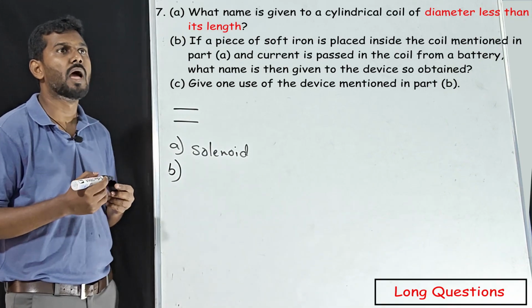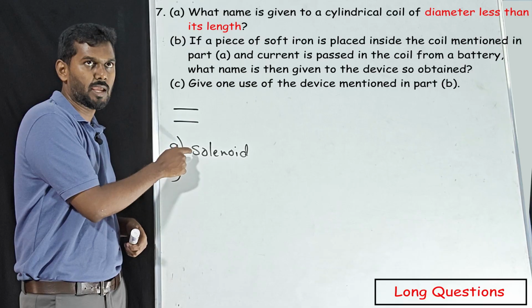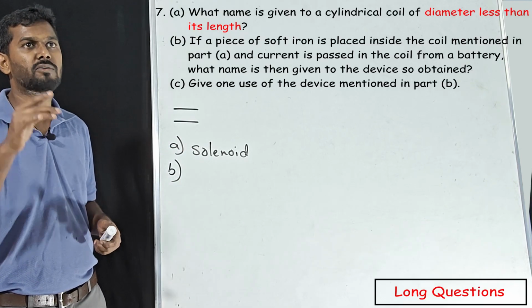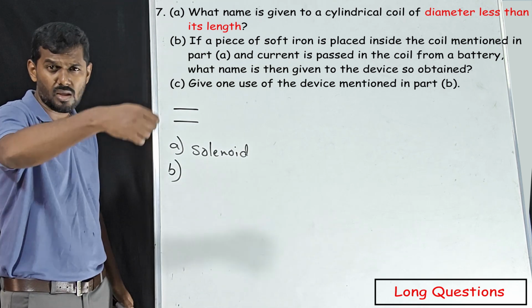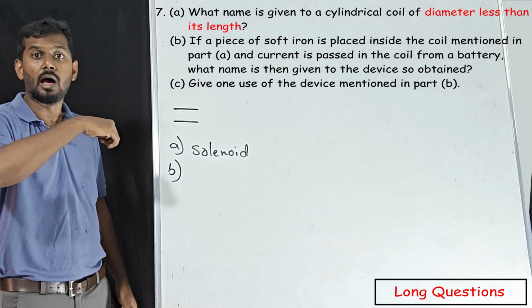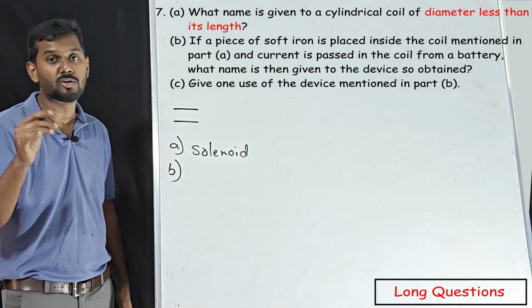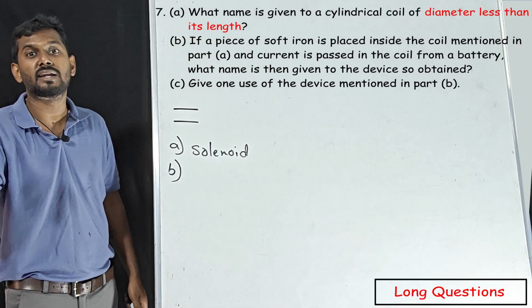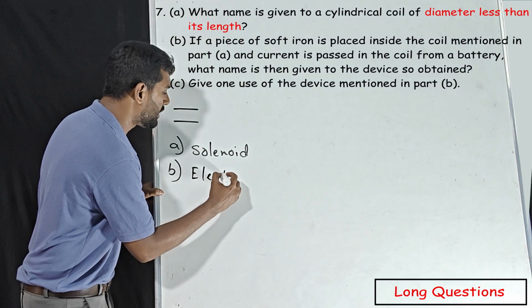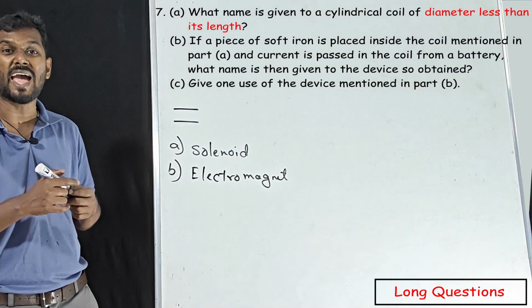Second question: if a piece of soft iron is placed inside the coil mentioned in part A and current is passed through it from the battery, what name is given to the device? See, there is a coil, and inside that you are placing soft iron. Because of the current, a magnetic field will be produced and the soft iron will be converted into a magnet. So because of the electricity, magnetism is produced. What do you call this? Electromagnet. See, this is how you have to tackle the questions.